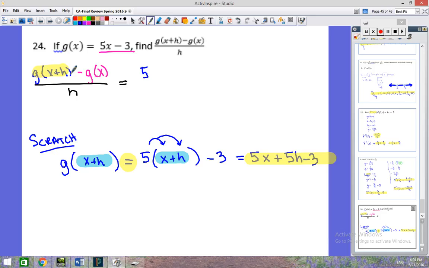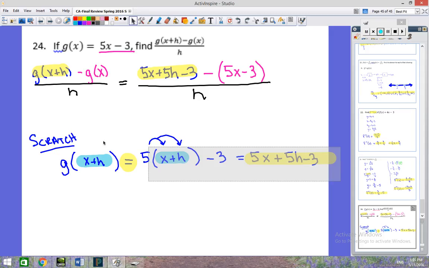I'm not going to write this g evaluated at x plus h. Down here in my scratch work, I have shown that this can be written as that. They look different, but they are the same thing. Now, we're subtracting this function. Well, here it is up here. g of x is equivalent to 5x minus 3. I have to be careful because I'm subtracting not just the 5x, I'm subtracting the whole thing. All of this is being divided by h. So if I can simplify this fraction, I'll have my final answer.